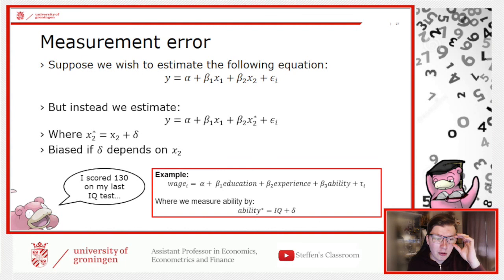Great. Now we have a proxy for it. But the problem is IQ test comes with some noise, arguably. That is, the higher your score, the lower your score, it becomes more and more noisy. Nice example here, Slowpoke tells me that he scored 130 on his IQ test. Could be noisy, guys. Could be noisy.